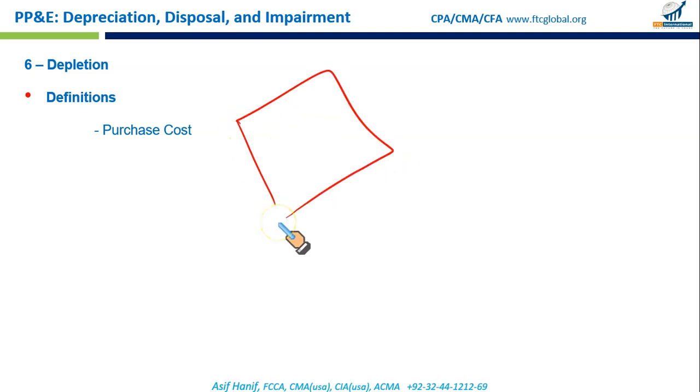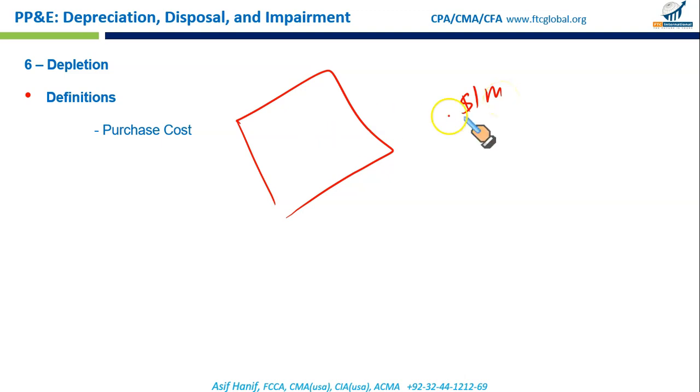Let us discuss some key definitions related to depletion. First, the purchase cost. This is the cost that is required to buy the land or prepare the land for extracting resources. Let's say you have purchased a piece of land and you will extract certain minerals from this piece of land. The amount you paid, let's say you paid $1 million, right?